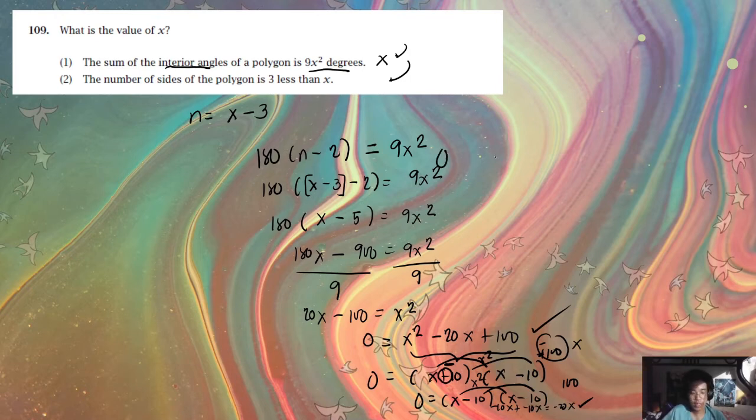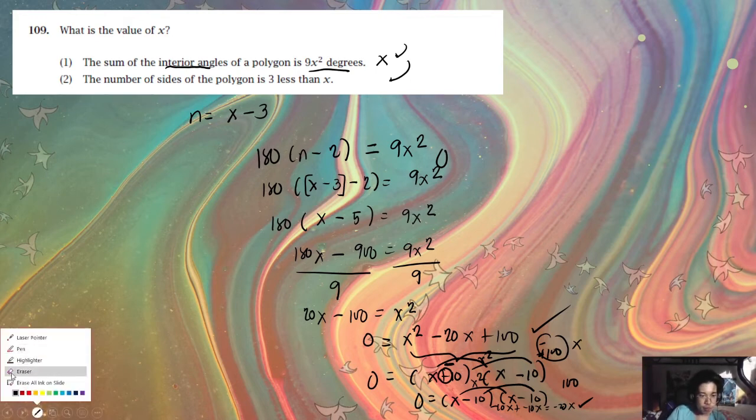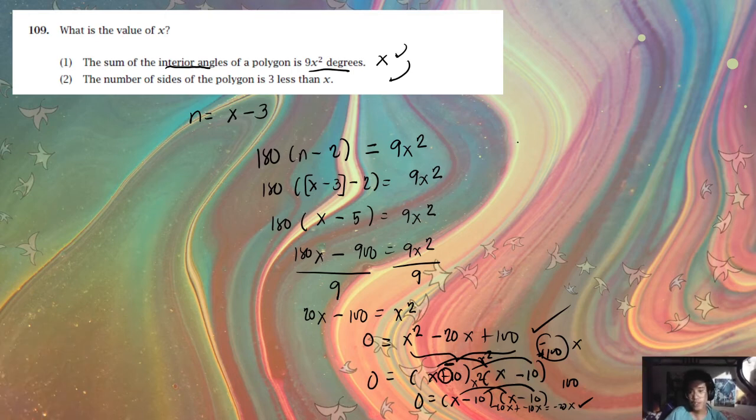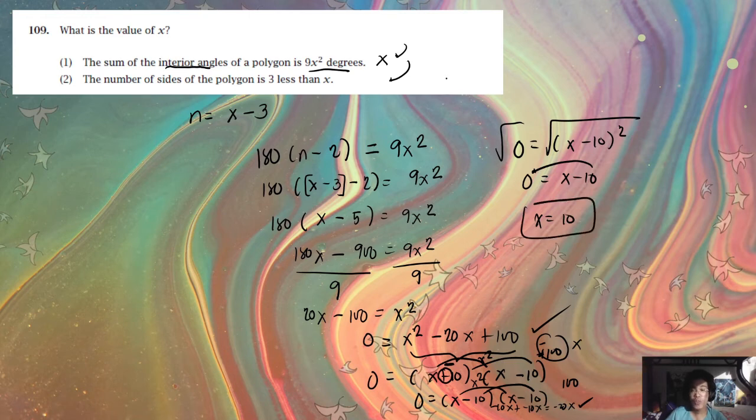Okay, so therefore we can say that 0 is equal to quantity x minus 10 squared. And if you try to take the square root of both sides, 0 is equal to x minus 10, you transfer negative 10 to the other side, so therefore x must be equal to 10. Okay, so therefore what's the value of x for this problem? X is just equal to 10. Okay, and that's the answer for this problem.